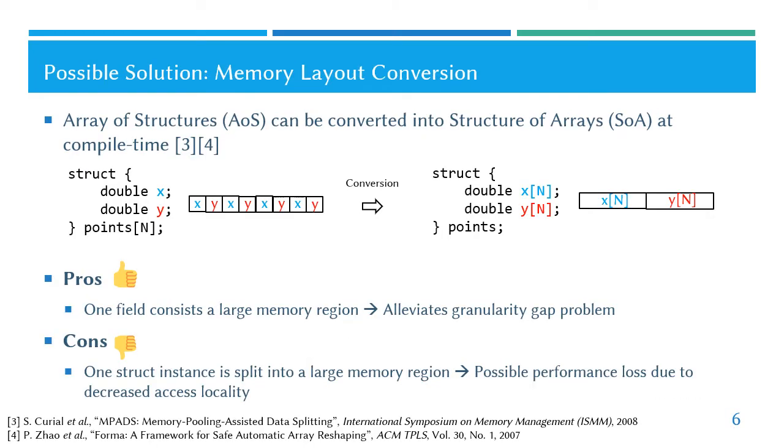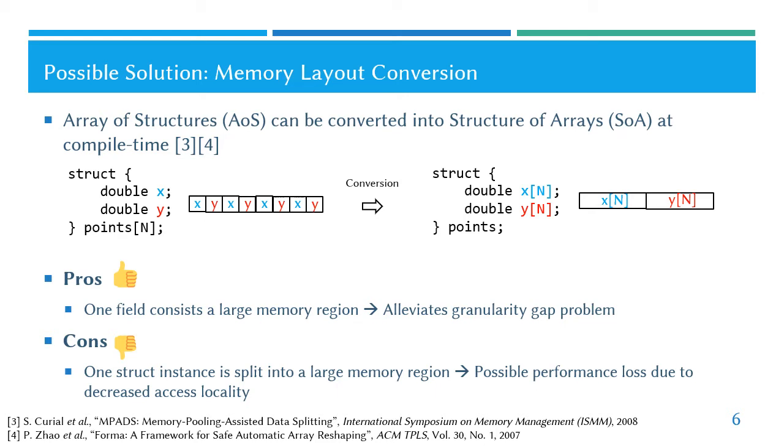A possible solution to the problem is memory layout conversion. In general, array of structures (AoS) can be converted into structure of arrays (SoA) at compile time. For example, the data structure shown in the left side of the figure can be converted as shown in the right side of the figure, where each field of the original struct, X and Y, now constitutes a distinct array.